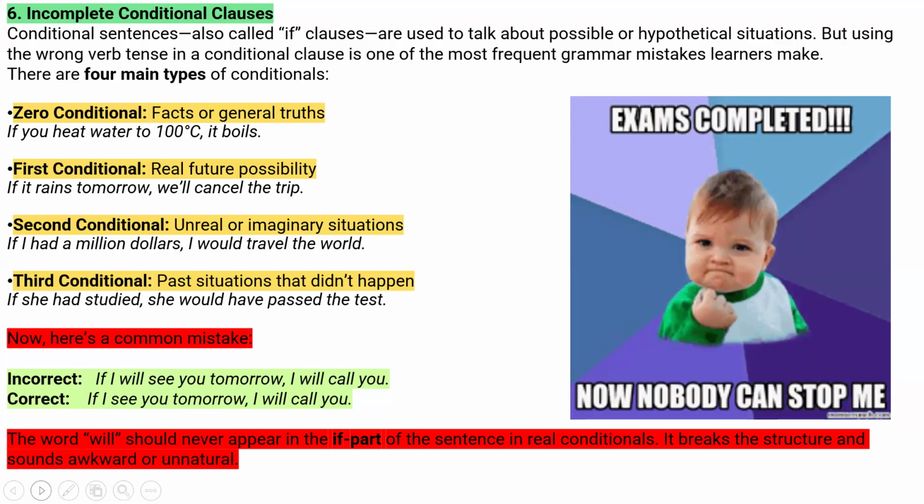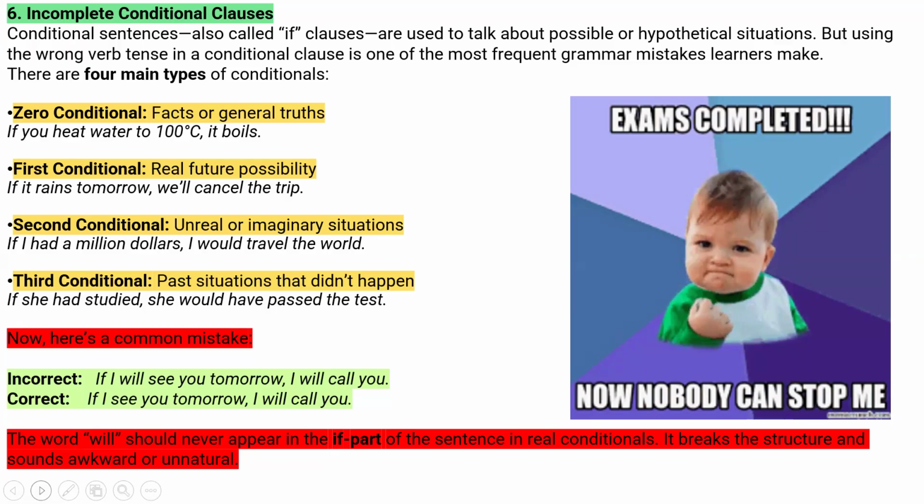What mistake do we always make while using these conditional clauses? Example: "If I will see you tomorrow, I will call you." This is a wrong sentence. The correct sentence is "If I see you tomorrow, I will call you." The word "will" should never appear in the if part of the sentence in a real condition. This is a very important point, and I'm going to explain the conditional clauses in my next video.